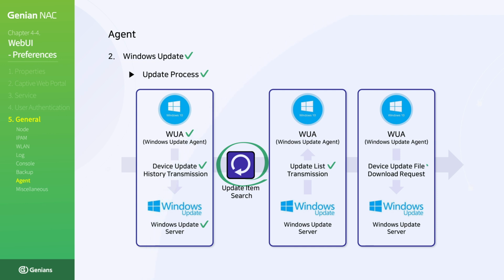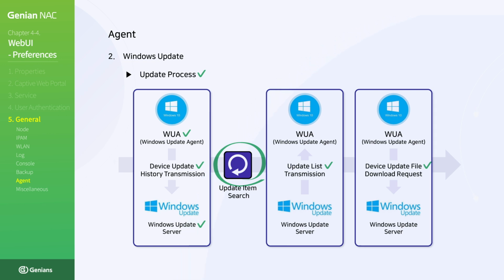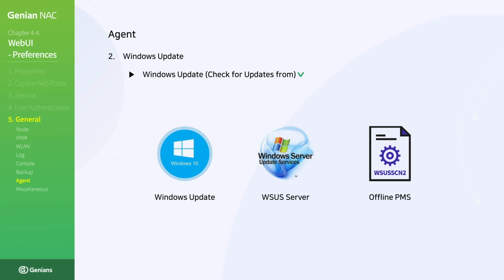Before configuring the Windows Update settings, let me provide a brief introduction to the basic update process. In a Windows operating system, the Windows Update Agent, WUA, sends the update status from the client to the Windows Update Server, WUS, to check for the latest available updates. If updates are found, the WUA requests the update files from the WUS. The updates are then downloaded, installed, and the process is completed.